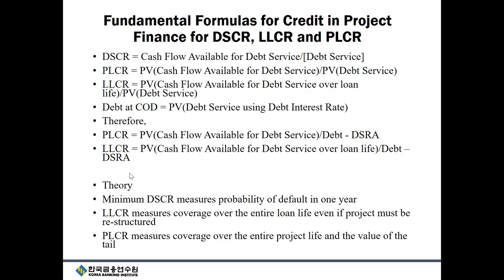So now I'm going to go to the bank perspective a little bit. I hope this structure makes a little more sense than some of my other slides. Now I just define DSCR. If you define PLCR, DSCR is CFADS divided by debt service. I need to go quickly. PLCR is the same thing, but we put PVs around it. LLCR is a very similar thing.